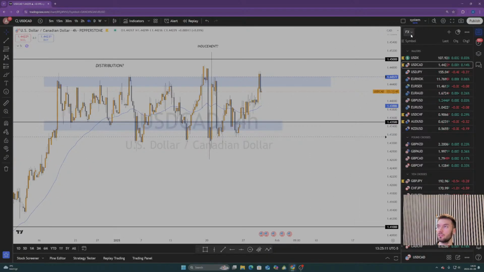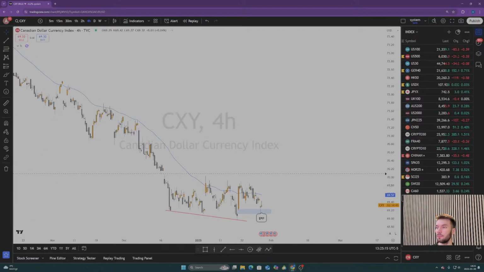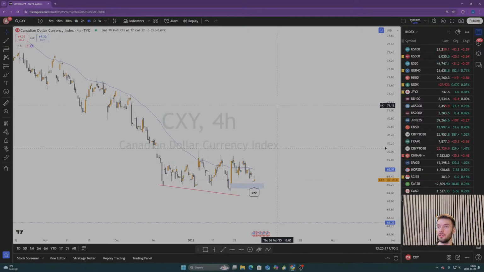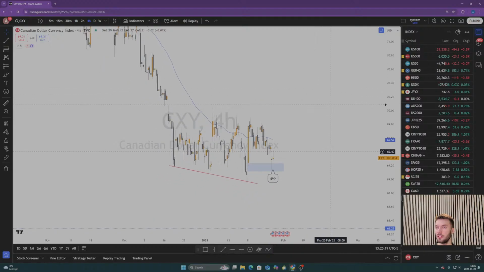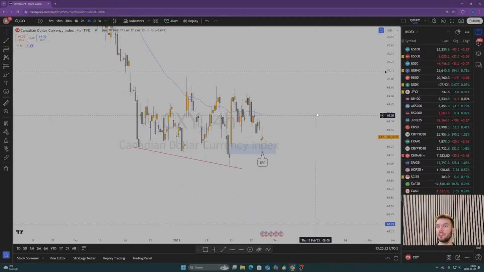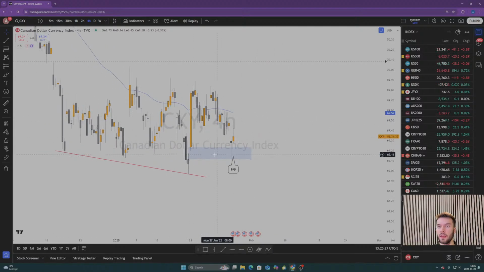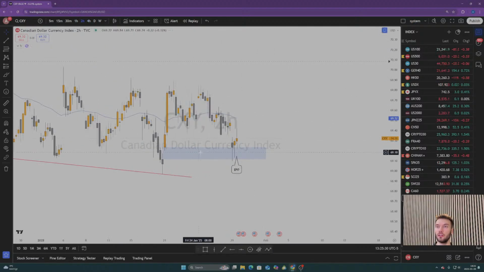But what I'm also looking at is this guy. This is the Canadian dollar currency index. So this is exactly what I want to see here. I didn't want to see it, but I was expecting it as a probability, and it was a fill of this gap here.